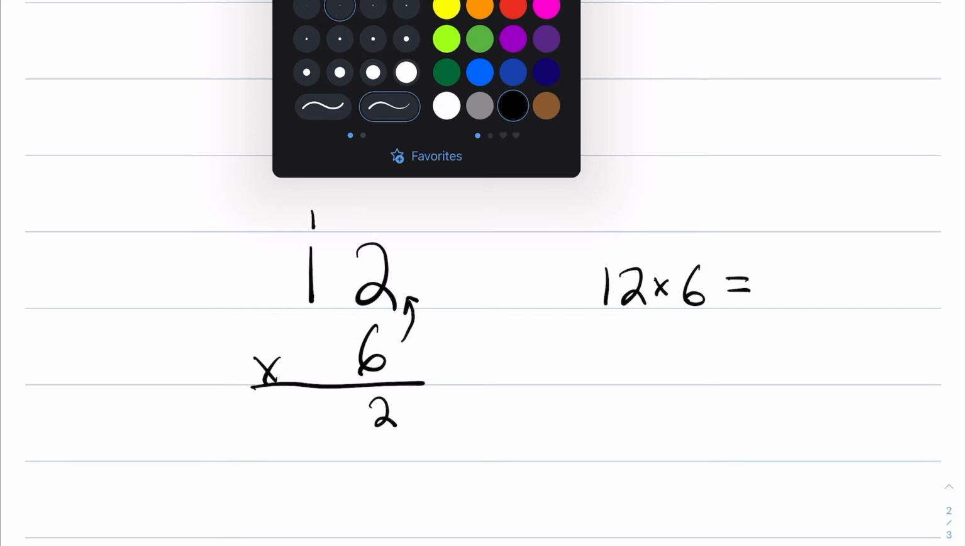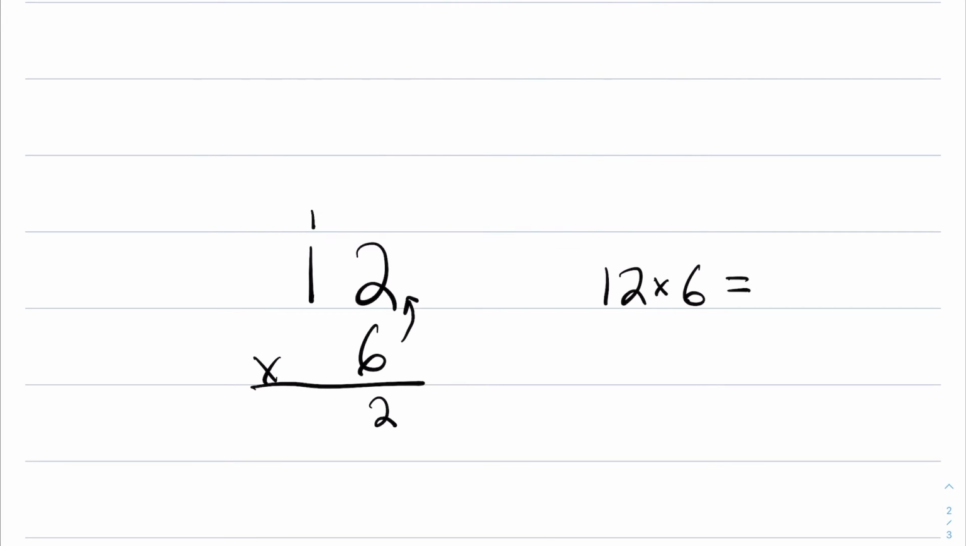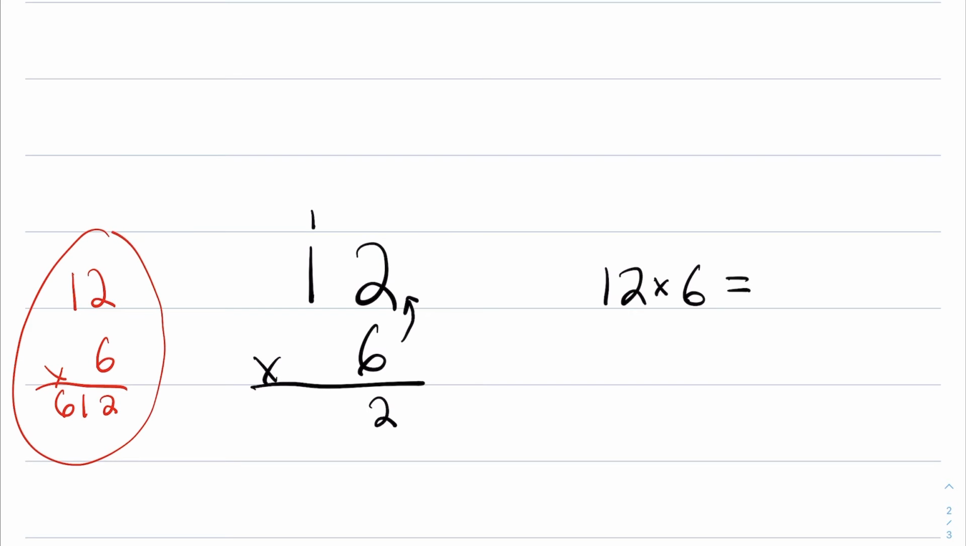Some things that I tend to see some students do is, now don't do it this way, I'm going to show you what not to do. They'll get their 6 times 2 and they'll write the 12 down below, and then they'll do 6 times 1 and they'll get 612. And you'll see here in just a moment that we're going to get a completely different answer, and that is not how you do it.